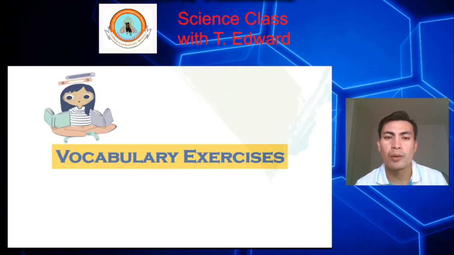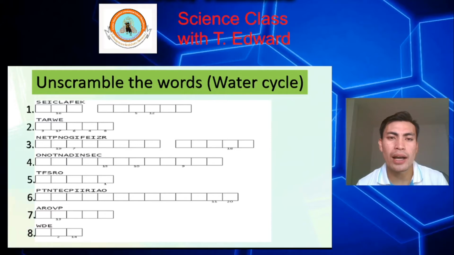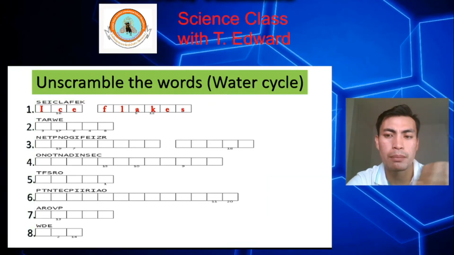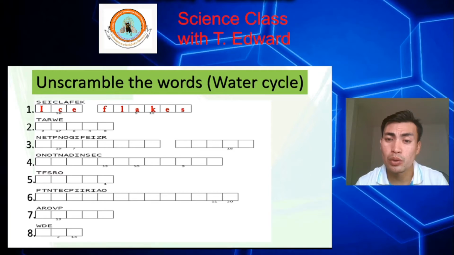Alright, now are you ready for our game? Alright, so here you need to unscramble the vocabulary words that we studied earlier. I hope you secure the copy so that you can answer this quickly. So for number 1, I will answer number 1, ice flakes. So what you need to do is unscramble the words on top and then write it on the boxes. Okay, so for number 2, I will be giving you 5 seconds to think of your answer.